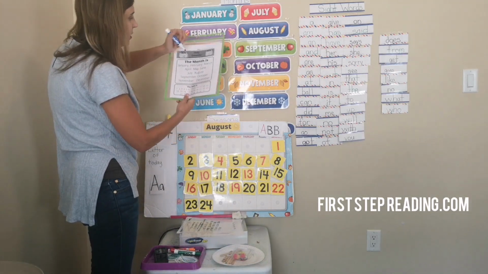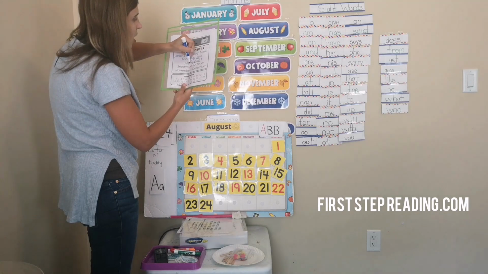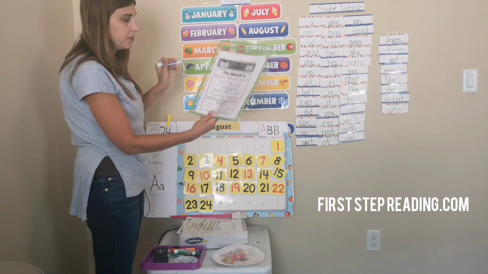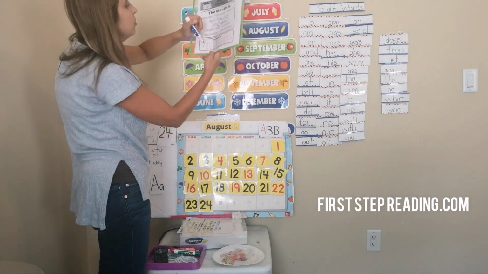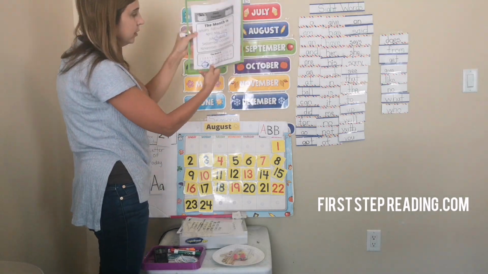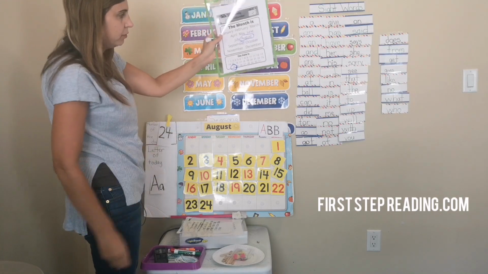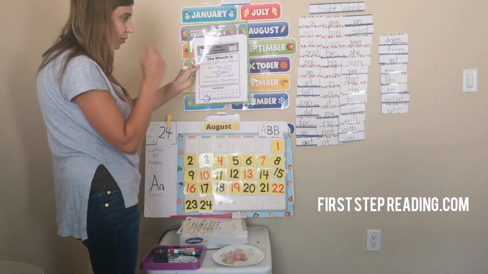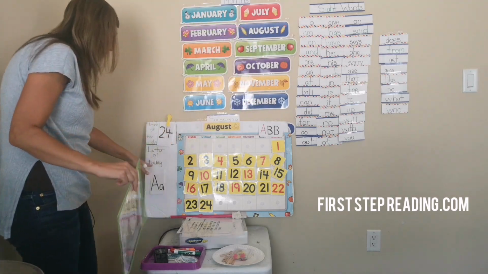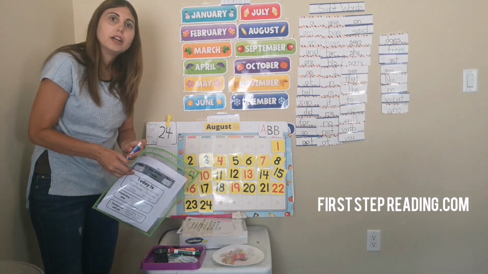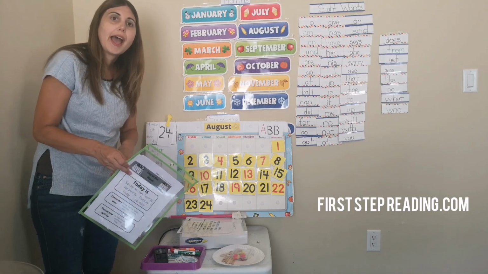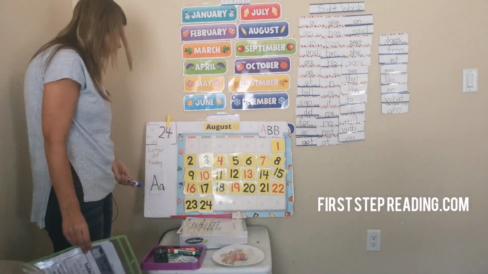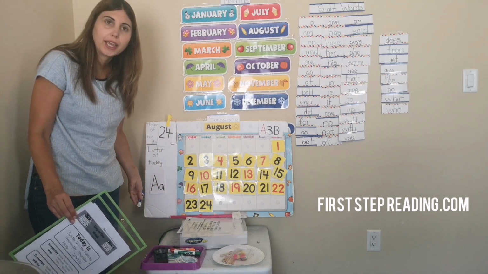Now, if you have this, you can circle August. August comes after July and before September, and you can try to find the number 24. Right? A 2 and a 4. That is our number of the day, 24. Our letter of the day is A. A short vowel A says ah, ah, ah, like hat or cat. And a long vowel A says A. It says its name.